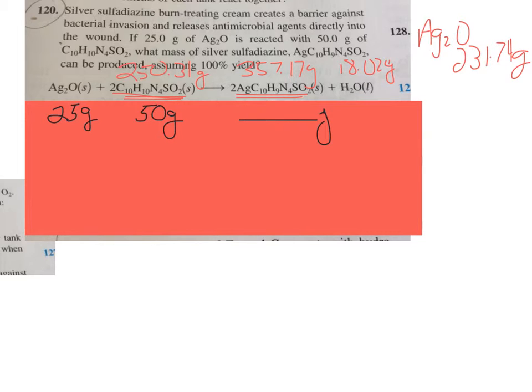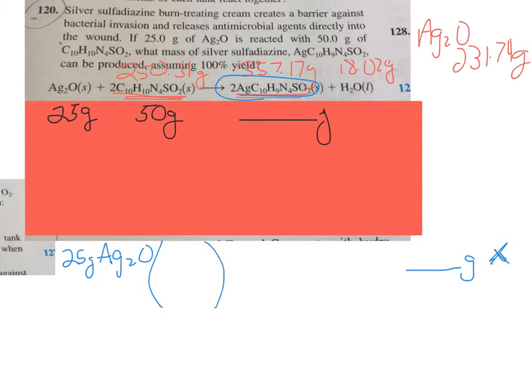Too hard. And we're going to start off with Ag2O. So we're going to say we're starting with 25 grams of Ag2O. And we want to figure out how many grams of this burn cream we're trying to get to. And I'm going to abbreviate it as X, okay? We're just going to call this X for right now, just because I can't fit it on this screen.